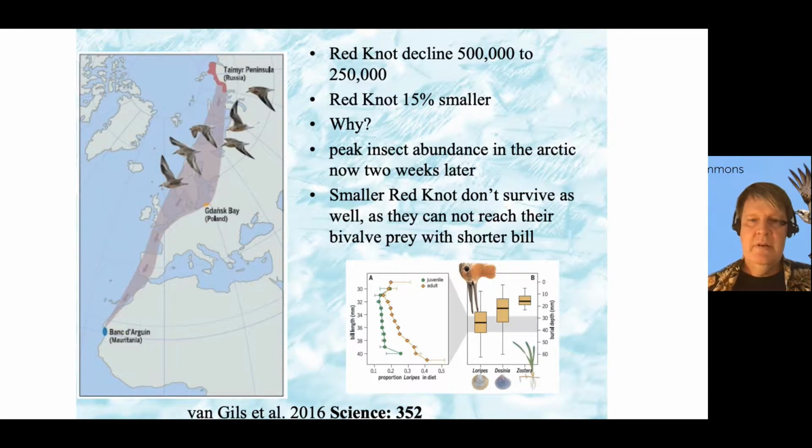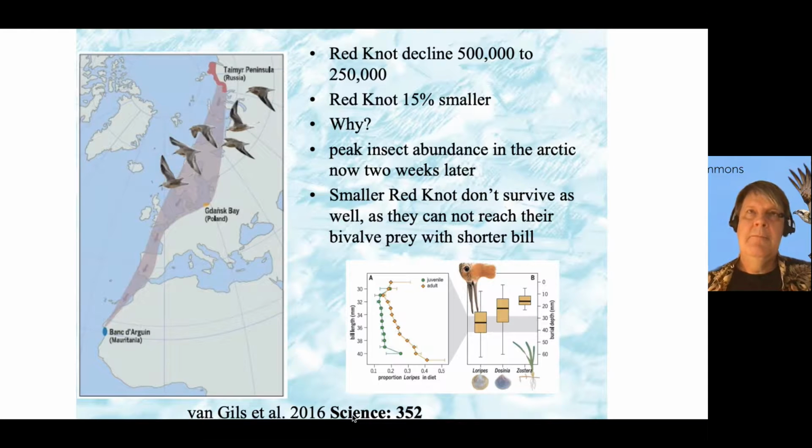their bills, because they're shorter, they can't reach their preferred prey as often, which are these little bivalves that live under the mud. But their shorter bills can't quite reach them, so they're switching to a more and more vegetarian diet, a diet that doesn't give them the energy stores that they need to make it back up to Russia. So this is all written about in a brilliant science article that came out a number of years ago.